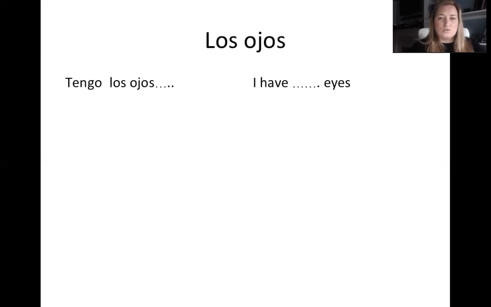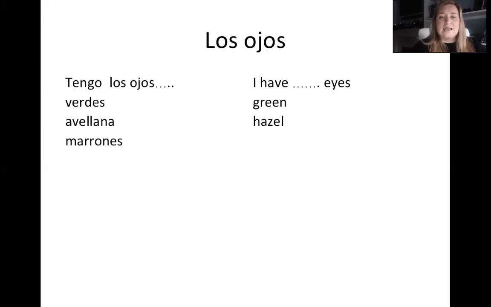Tengo los ojos, so I have something eyes. We're going to add a colour on to the end, so I have blue eyes, I have green eyes, and so on. Tengo los ojos verdes, I have green eyes. Tengo los ojos avellana, or tengo los ojos de color avellana, you might hear as well. I have hazel eyes. Tengo los ojos marrones. I have brown eyes. Tengo los ojos azules. I have blue eyes. Tengo los ojos grises. I have grey eyes.